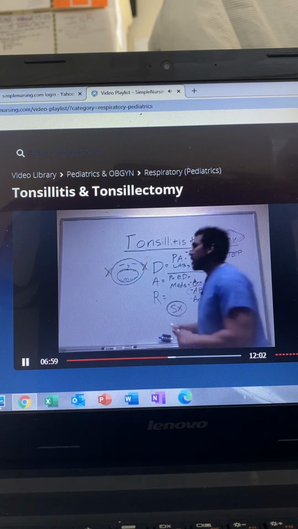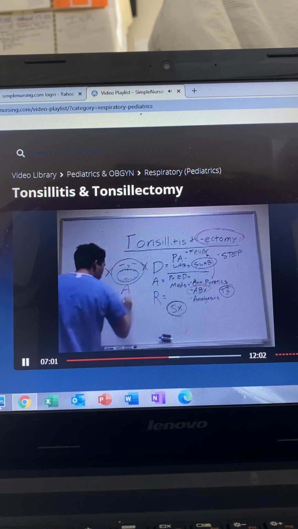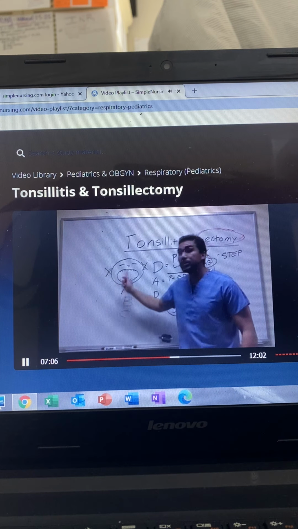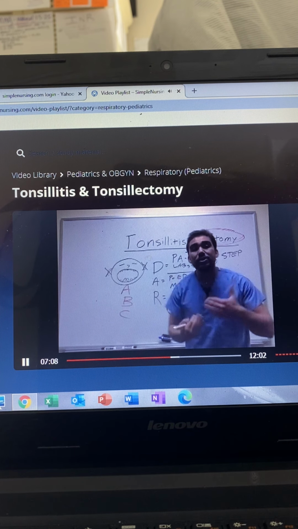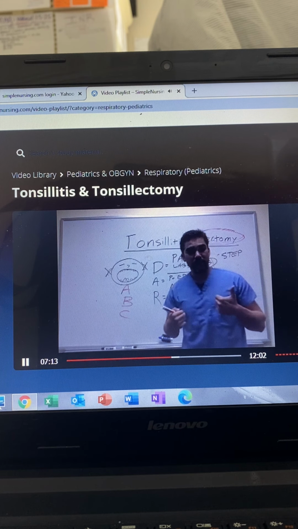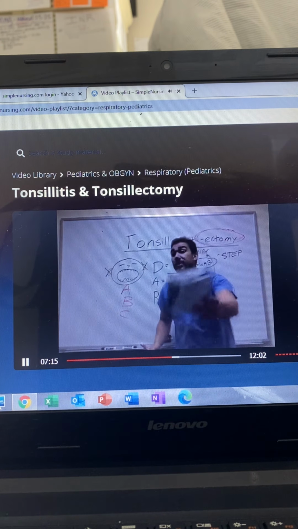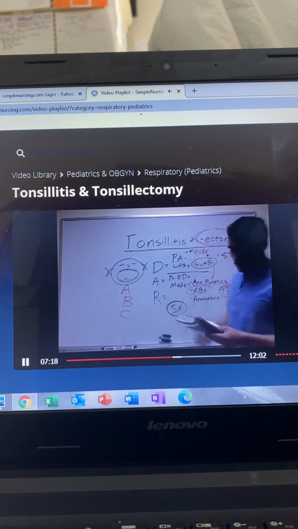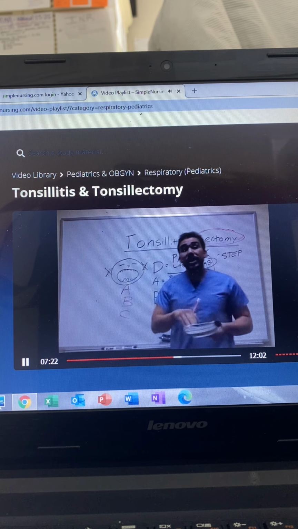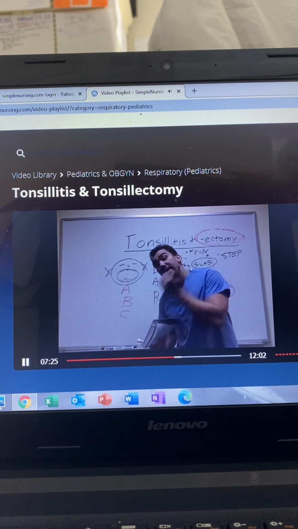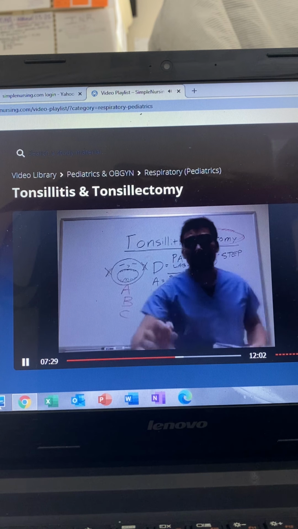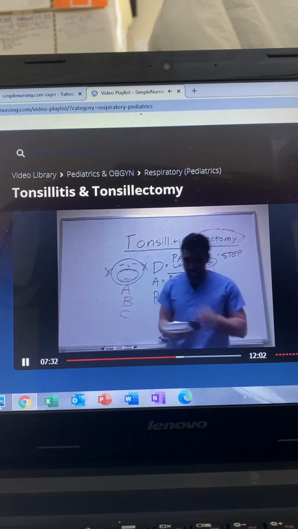Don't forget, guys, do not forget. ABCs is our number one, especially with any type of surgery having to do with anything going into our airways, okay? So your patient comes back from a tonsillectomy. We're going to position your patient to the side to promote drainage. They just cut open and took out the tonsils, so there's going to be probably some drainage going on.